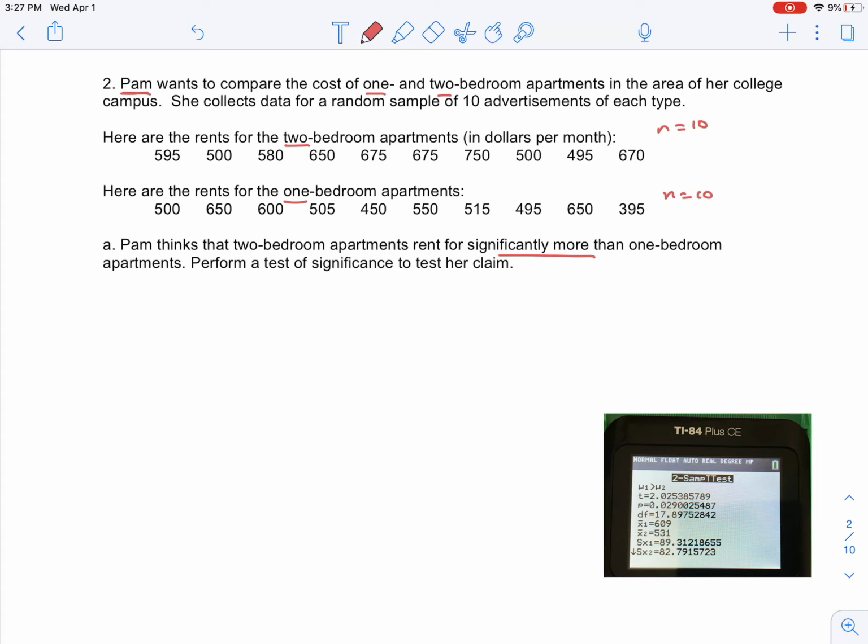So I would need to define my variables. I'm going to let mu sub 1 be the mean cost of a 1-bedroom apartment.